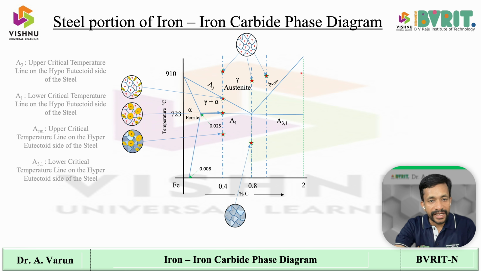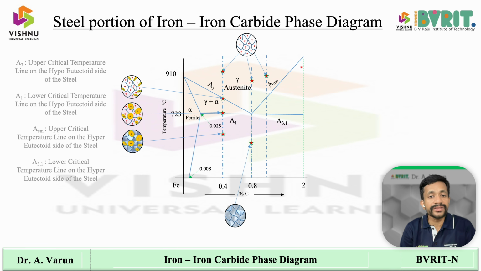Now, what does this line, the upper critical temperature line on the hypereutectoid side of the steel, indicate? The beginning and ending of the eutectoid temperature line is this one. The allotropic change beginning and ending is indicated by this line, A3,1. Now, what does this line indicate? So this is something very interesting.